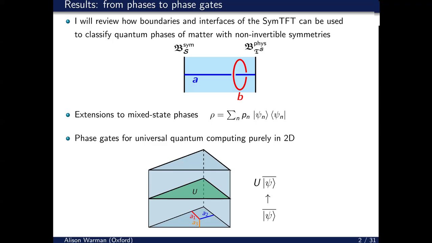So the main message of this talk will be that the same mathematical ideas of topological field theories with boundaries and interfaces can not only be used to systematically classify quantum phases of matter, but also to construct phase gates of arbitrary precision purely in 2D, which can provide a route towards universal quantum computation.